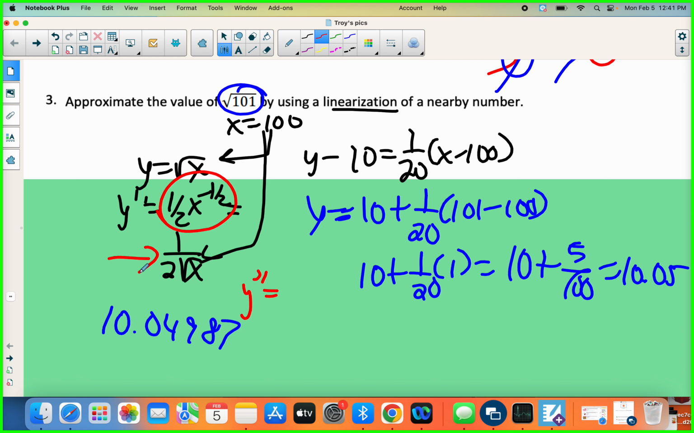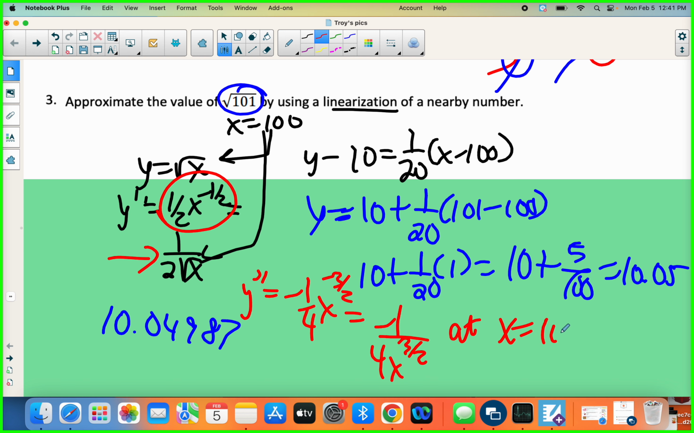So look back through and go, where's the easiest spot? Here I can just bring this down and get negative 1/4 x to the negative 3 halves. So that gives us negative 1 over 4x to the 3 halves. Now at x equals 100, or 101 for that matter, can you see that your second derivative would be less than 0? So that means it's under.